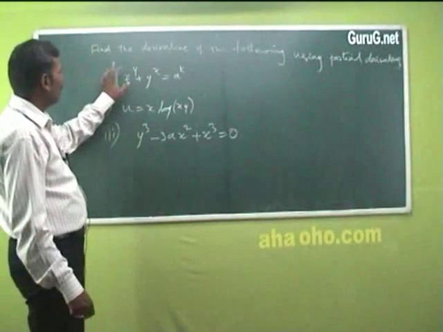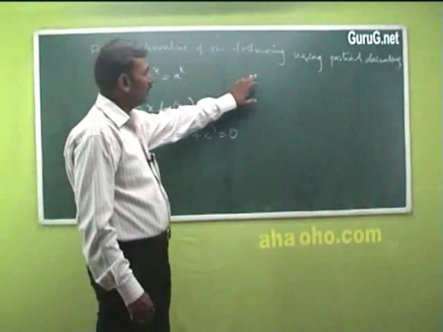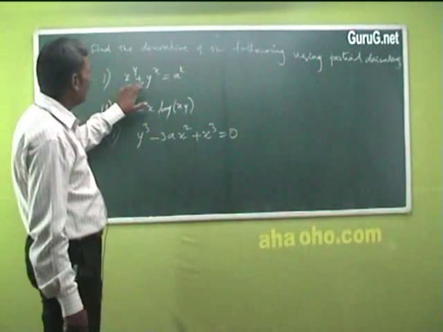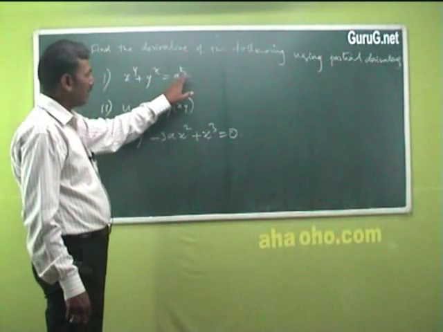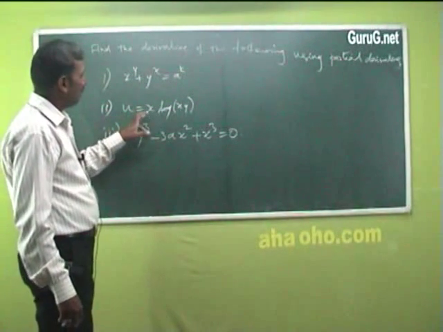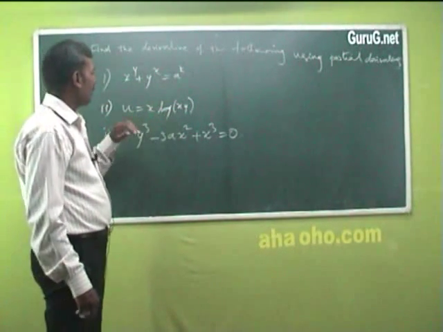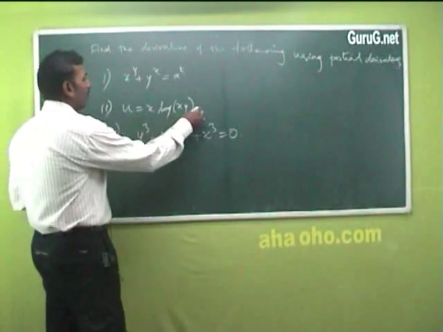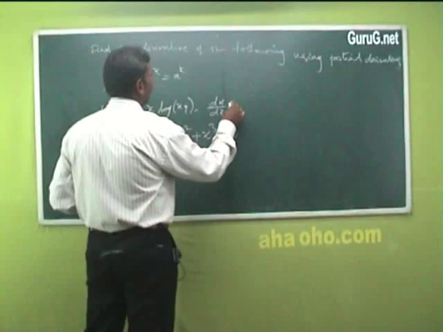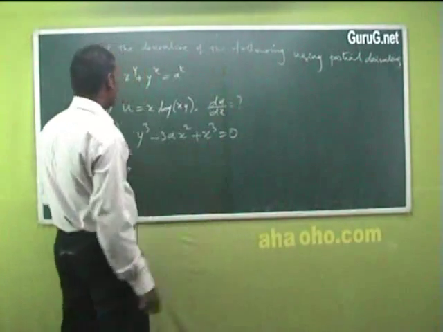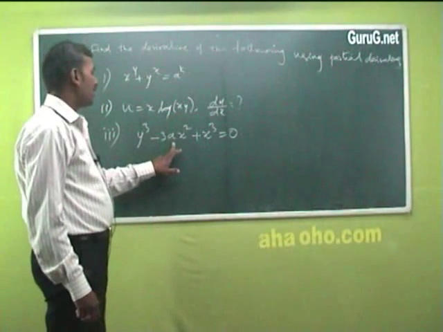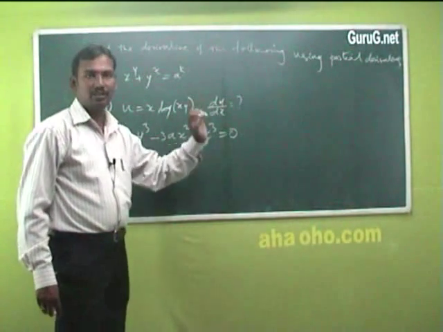Try this problem: find the derivative of the following functions using partial derivatives. The first question: x power y plus y power x equal to a power k, where k is a constant. The second one: u equal to x into log of xy, find du by dx. Then the third one: y cube minus 3ax squared plus x cube equal to 0.